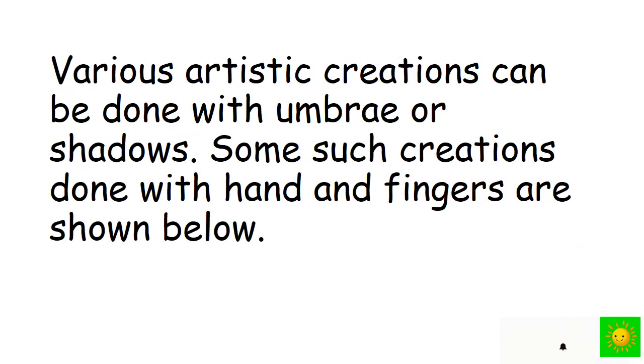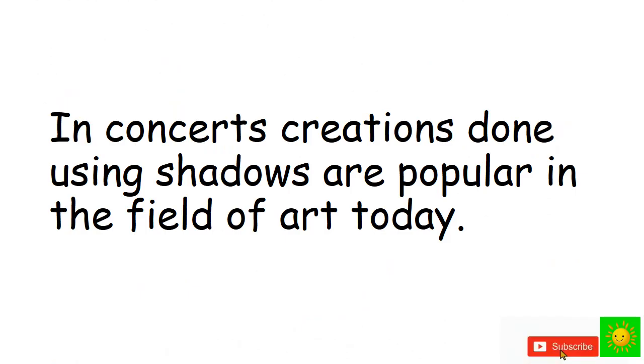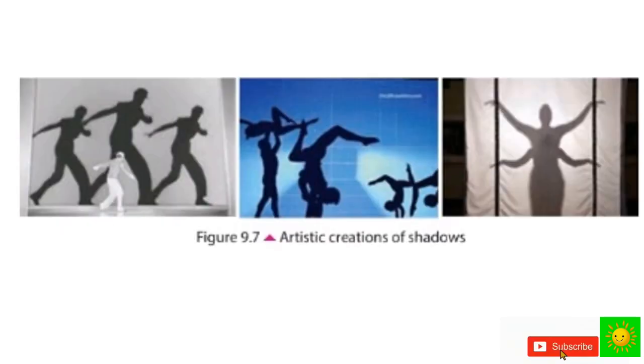Various artistic creations can be done with umbra or shadows. Some such creations done with hand and fingers are like this. Some creations done with umbra. In concerts, creations done using shadows are popular in the field of art today. The artist's creation of shadows.